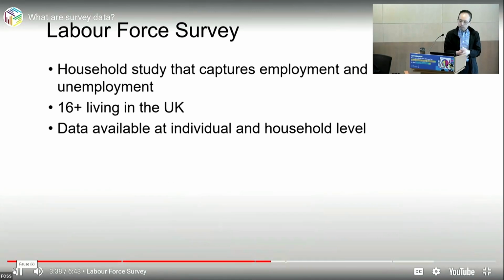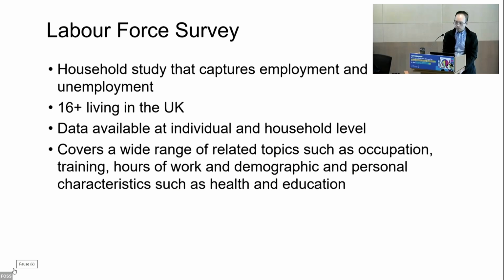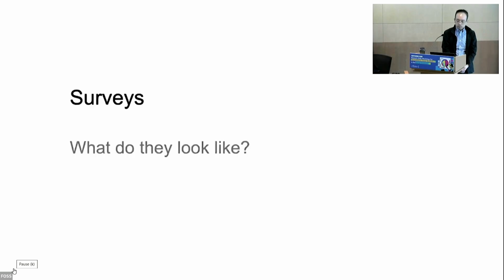It is available at both an individual and household level, and it covers a wide range of related topics such as occupation, training and hours of work, as well as demographic information and characteristics such as health and education level. So what does survey data look like? If you collect data from a survey yourself, a fairly natural way to store the information is in a matrix, with records in one direction and the things that vary, the variables, in the other. And that's just what survey microdata looks like.